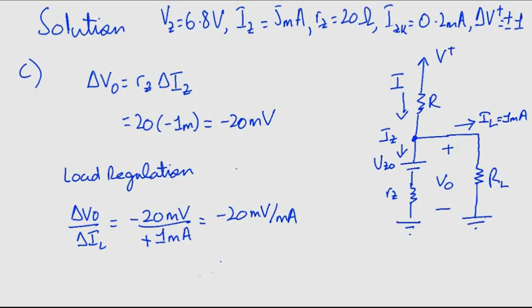Now you might wonder, how did we get this delta IL? Remember that without a load, IL was 0 milliamperes, and after we placed RL, the IL value changed to 1 milliampere. That is why the change in IL is a positive 1 milliampere.